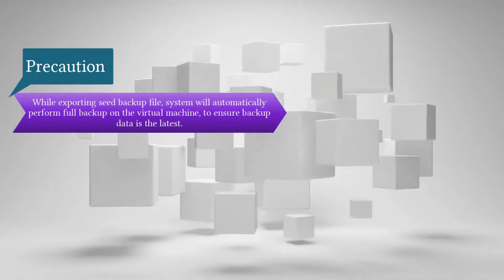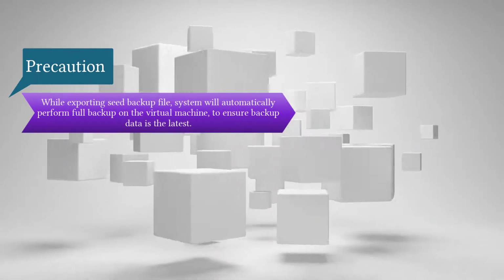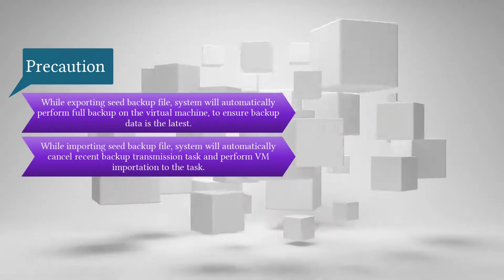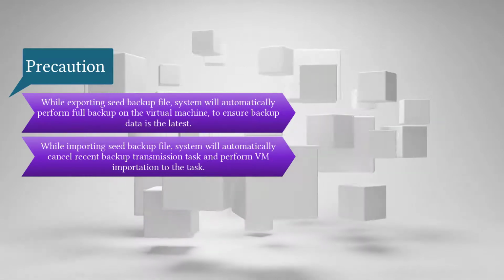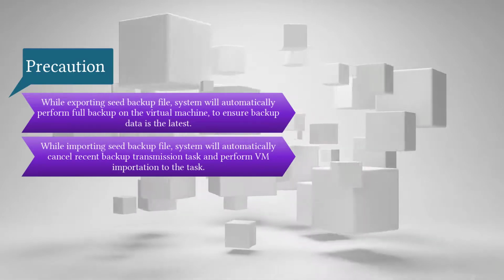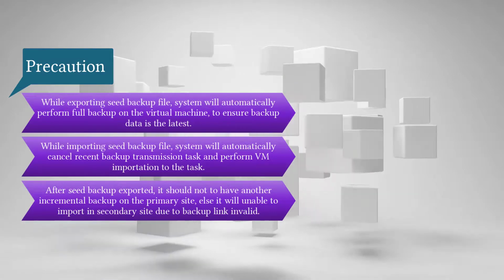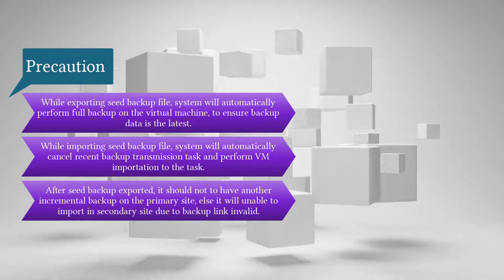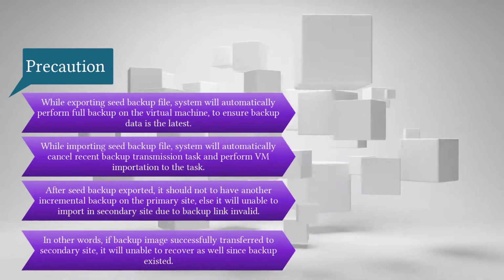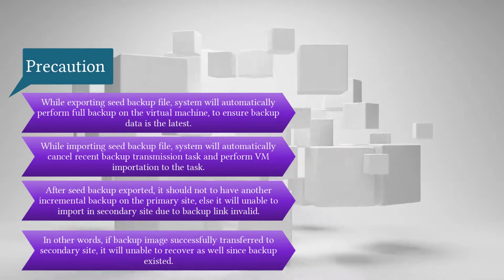Precaution. While exporting the seed backup file, the system will automatically perform a full backup on the virtual machine to ensure the backup data is the latest. While importing the seed backup file, the system will automatically cancel the recent backup transmission task and perform VM importation to the task. After the seed backup is exported, there should not be another incremental backup on the primary site, else it will be unable to import to the secondary site due to an invalid backup link. In other words, if the backup image is successfully transferred to the secondary site, it will be unable to recover as well since the backup already existed.